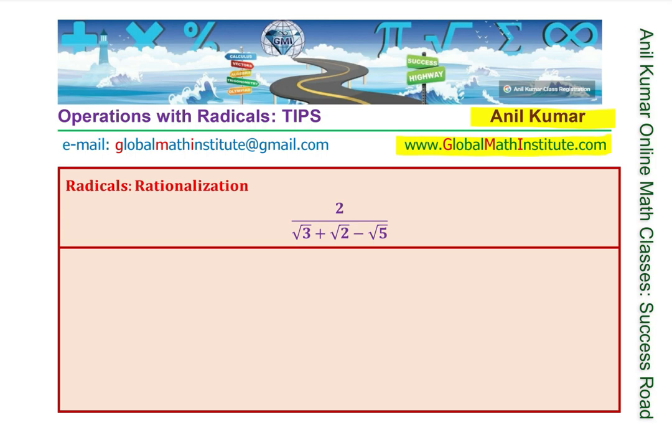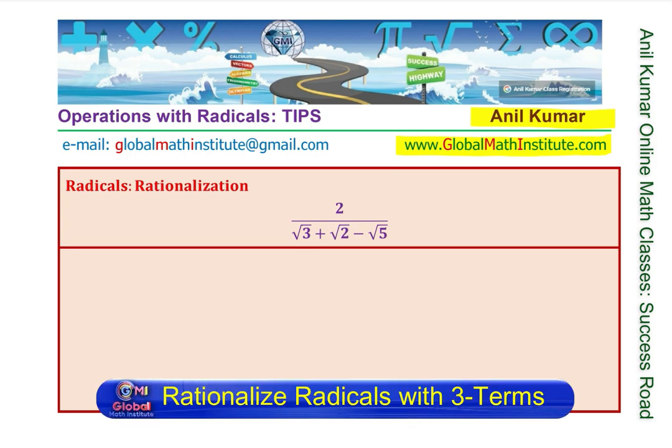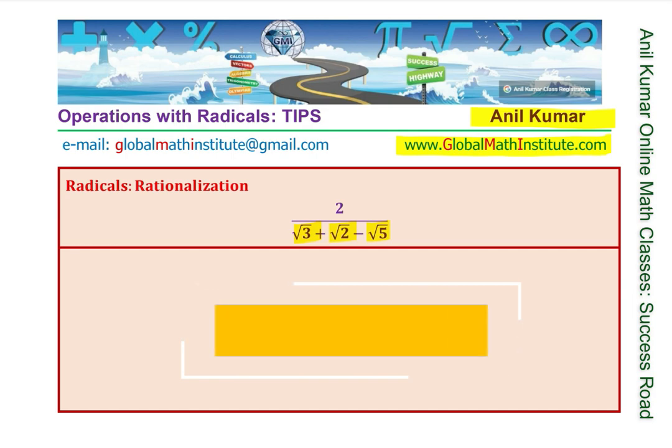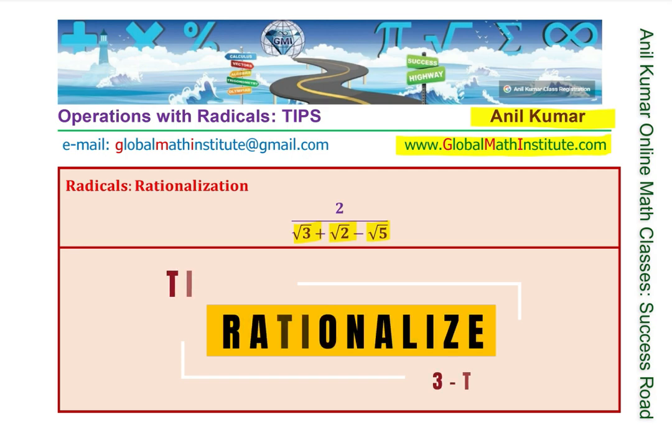We are now going to rationalize a radical expression which has three terms in the denominator, as you can see. Very few examples are seen where such scenarios are discussed. You might see them in a test problem or a competitive exam, yes, for sure. But now let's try to understand how do we rationalize it.